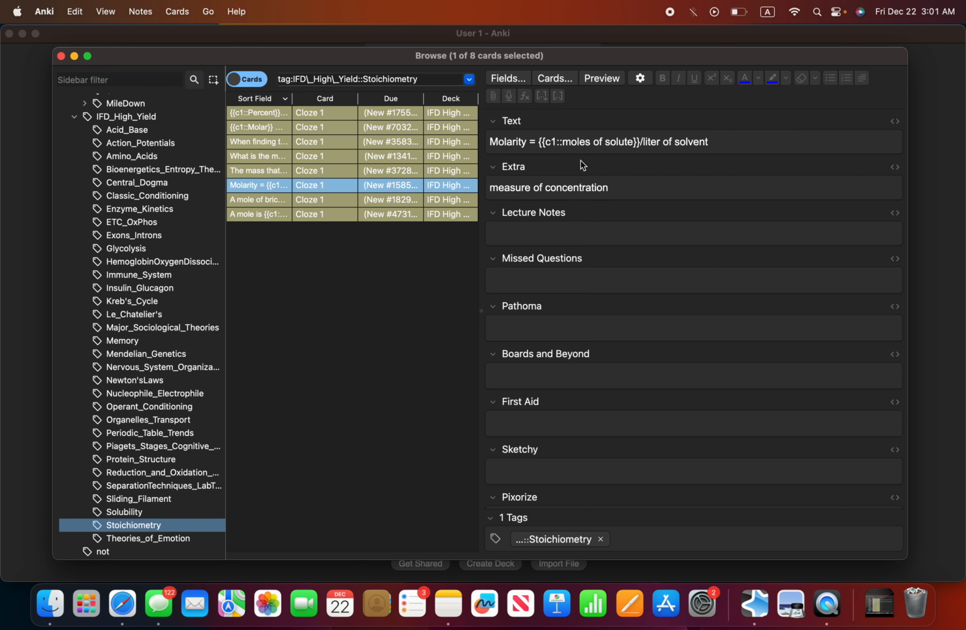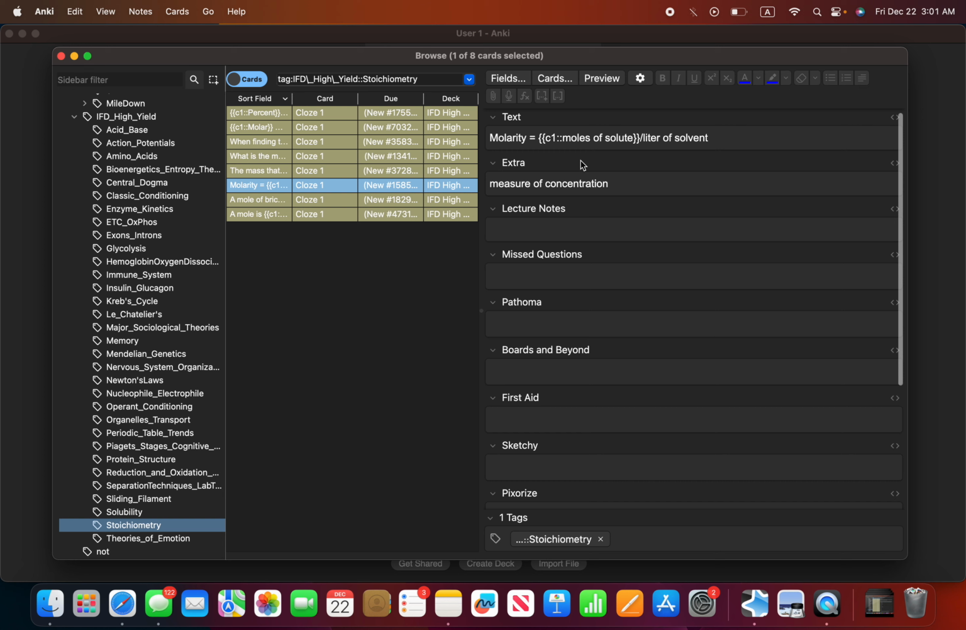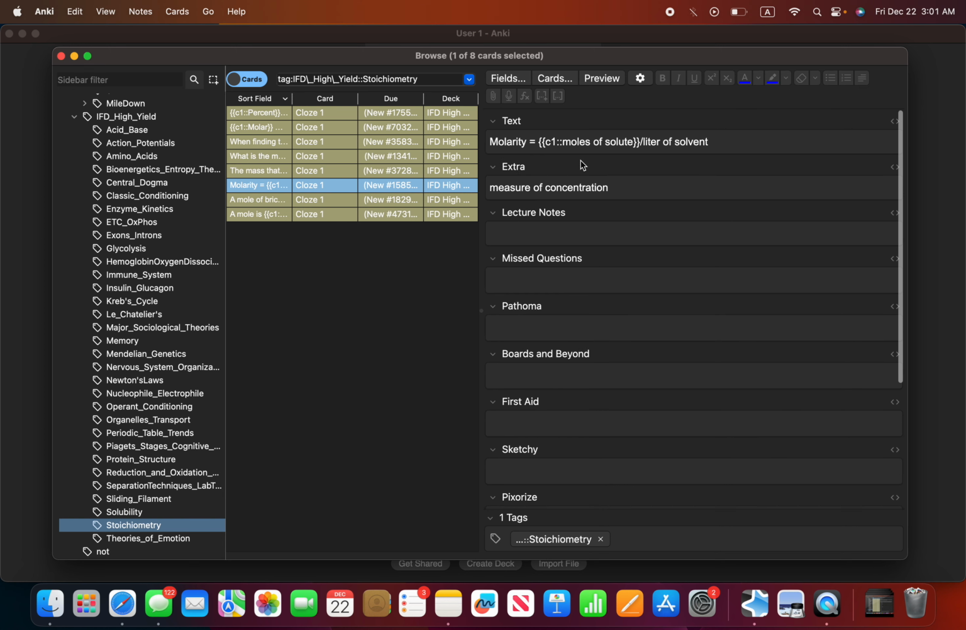We have molarity, so moles of solute per liter of solvent. It is a measure of concentration: how many moles of a solute you have in a solvent. It's molarity. And a mole of bricks is going to have more or less or equal mass than a mole of diatomic oxygen.